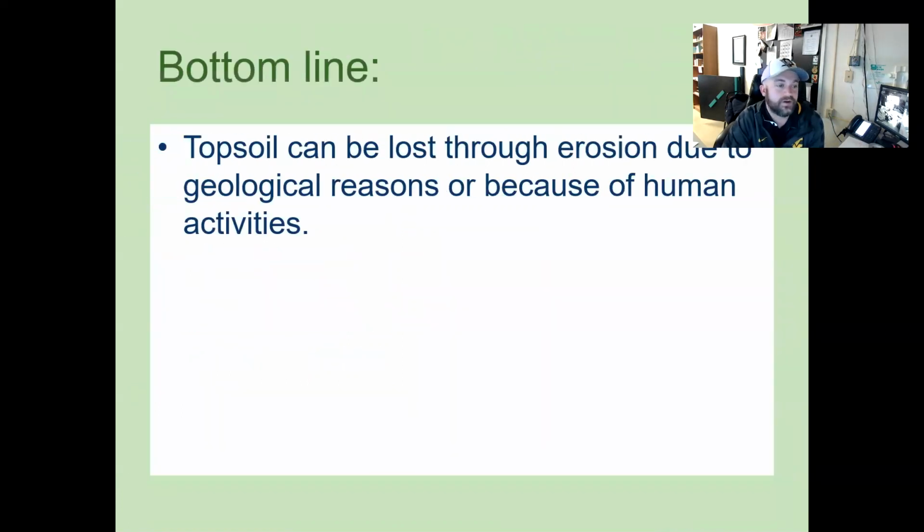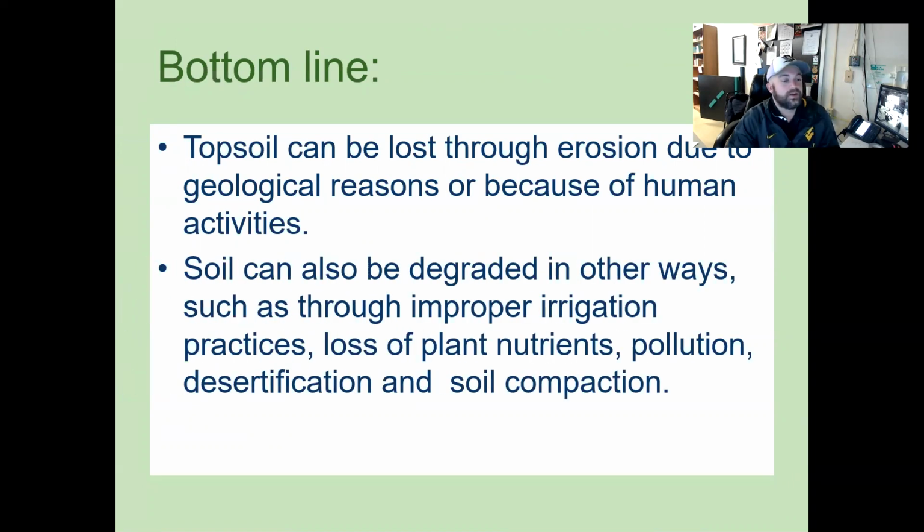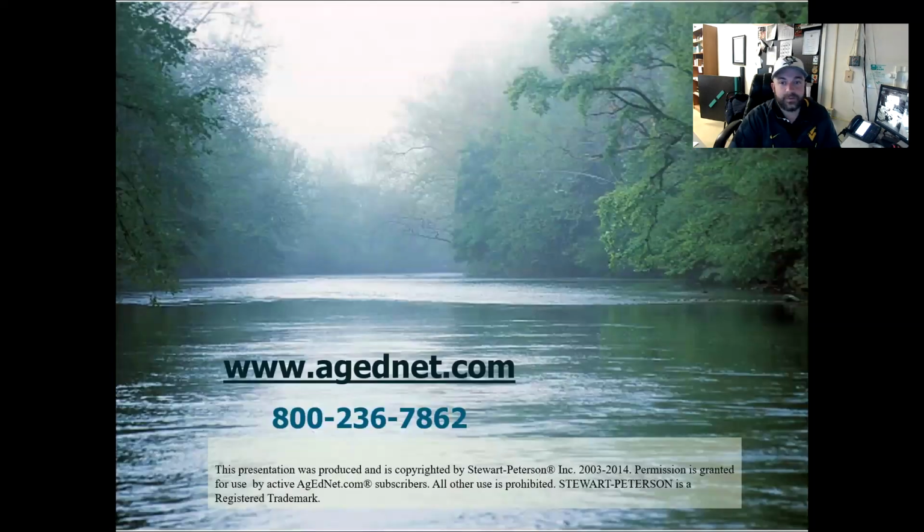So bottom line here, topsoil can be lost through erosion due to geological reasons or because of human activities. Soil can also be degraded in other ways, such as through improper irrigation practices, loss of plant nutrients, pollution, desertification, and soil compaction. So just make sure whenever you are working with your own crops that you're doing everything you can to prevent erosion. It's not always preventable, but you can definitely bring materials back in to help restore that land. So that's the end of my presentation.